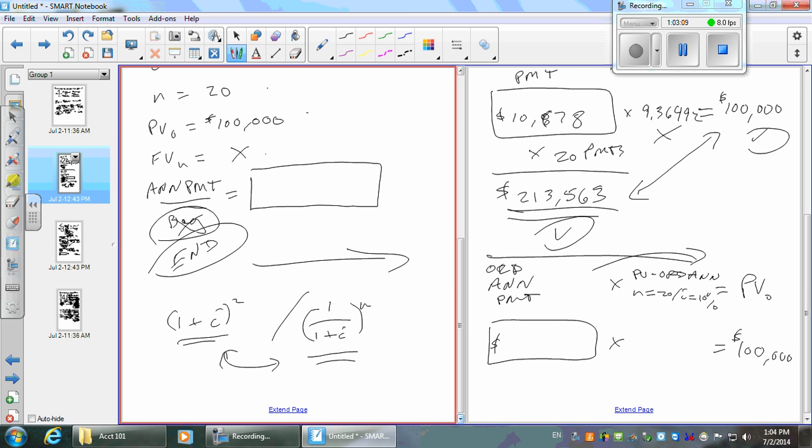Do it the other way around. Look at the future value of the sum table and do the same thing. What does a dollar grow to in 20 years at 5%?